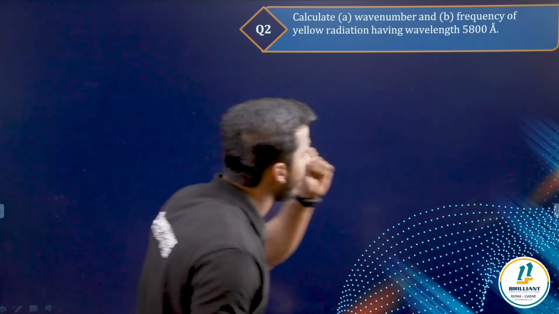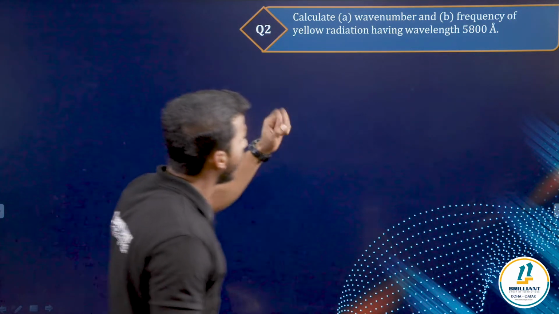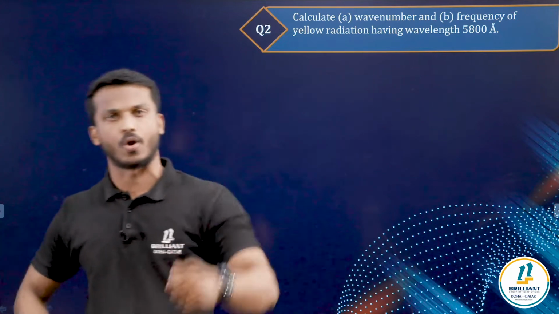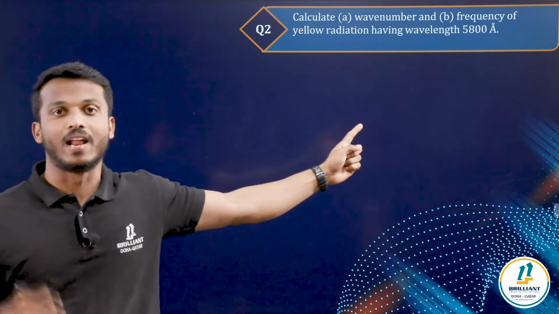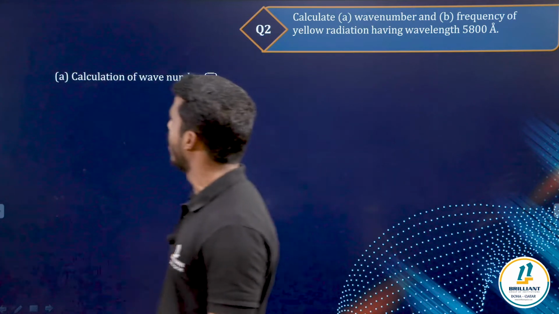And which one? Frequency. What is frequency? Nu, of the yellow radiation having a wavelength 5800 Angstrom. Dear all, wavelength is given. Lambda, wavelength is given. Let's see the calculation, dear all.